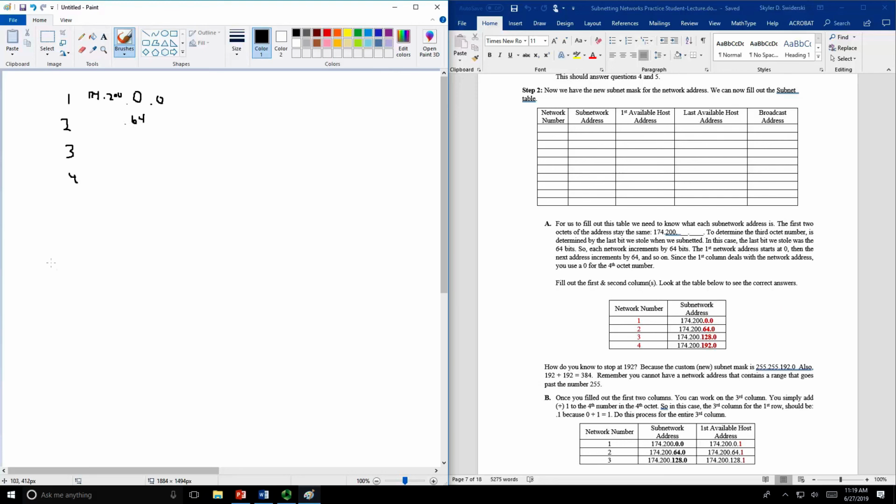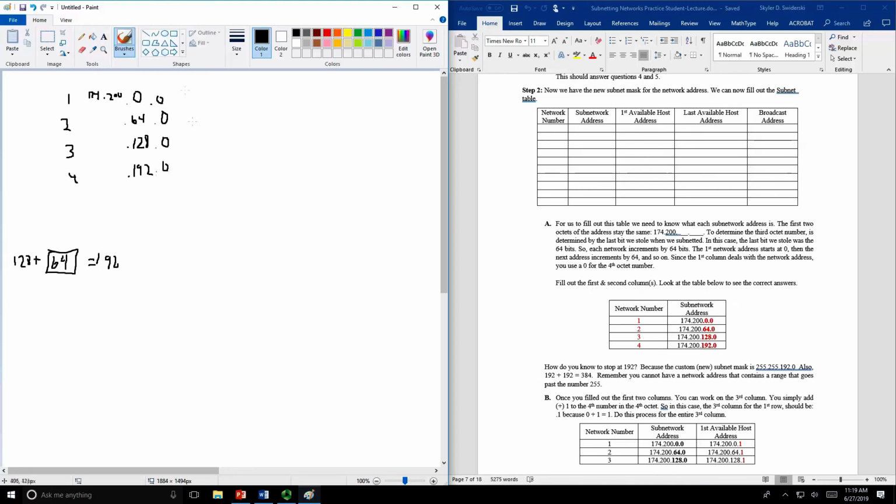Why? Again, 64 was our last bit that we took, right? Because we took 2 bits, 128 plus 64, and 64 was our last bit. Again, the last quadrant in this case will be .0. Next one will be 128. And how do we know what our last network is? We look at the decimal equivalent, which was 192. So our last one will be 192. And now we have our second column filled out.